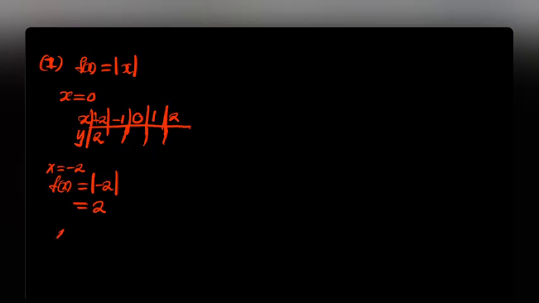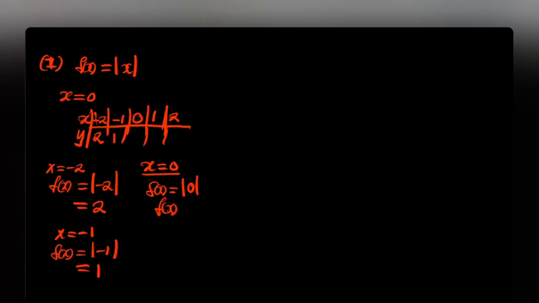Then we do the same when x is equal to -1. We have f of x equal to the modulus of -1, so here we get the positive value, +1. Again, x is equal to 0, so we substitute 0. We have f of x equal to the modulus of 0, so here we get 0.